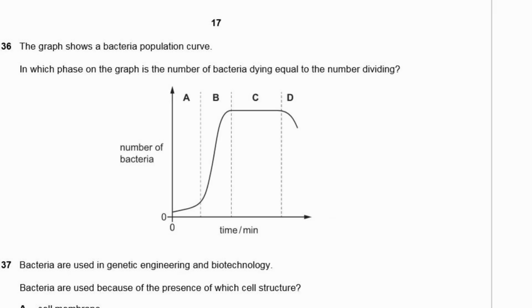Question 36. The graph shows a bacteria population curve. In which phase on the graph is the number of bacteria dying equal to the number dividing? Okay, so in A, the population is increased because there's more dividing. There's more new bacteria. B, again, it's increasing because there's more new bacteria. There's more dividing than there are dying. And D is decreasing because there's more dying than there are dividing. So the answer is C. It's staying the same because the number dying are equal to the number of new bacteria, the number dividing.